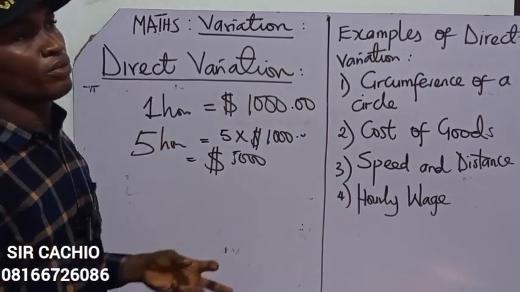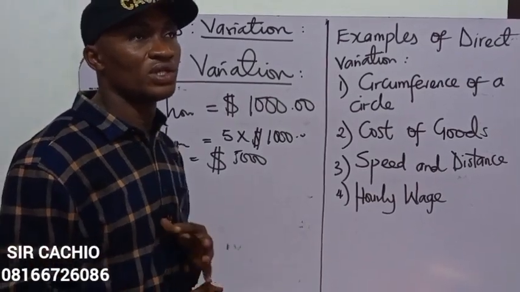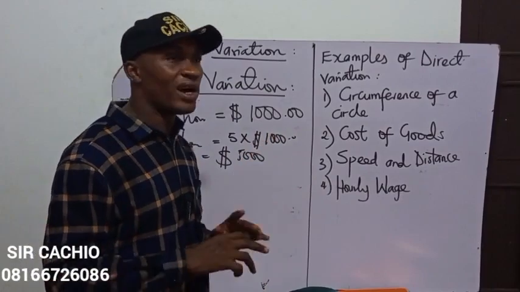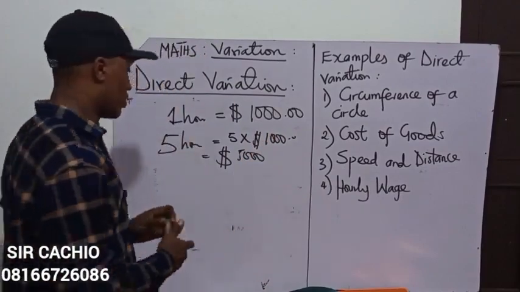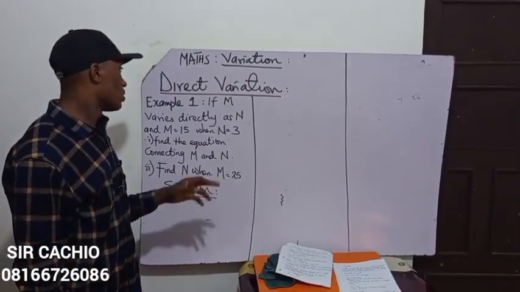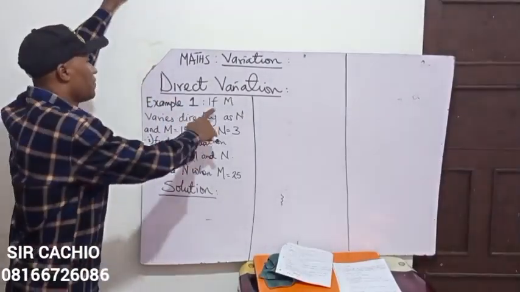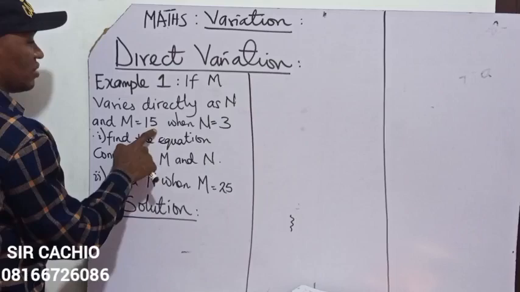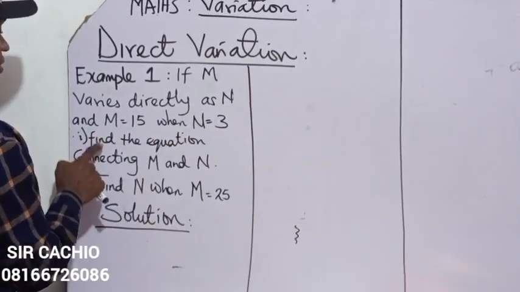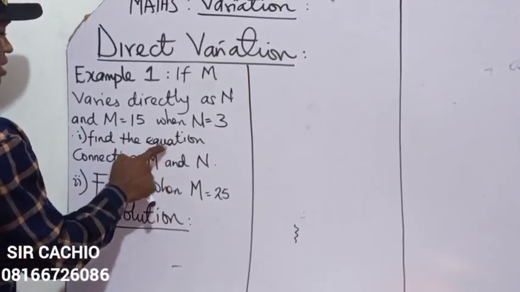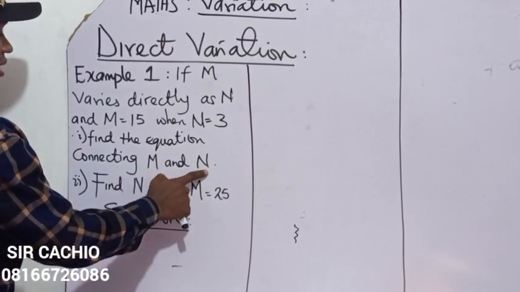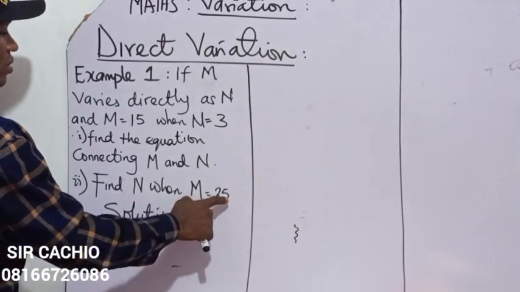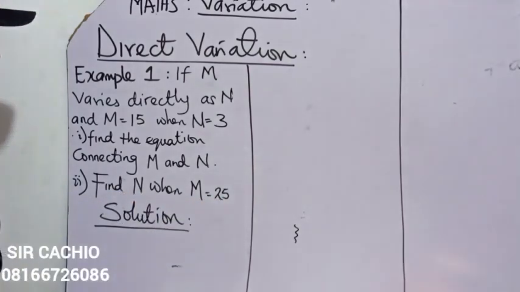So we're going to see problems on direct variation. We're going to see case 1, case 2, and the application, and then we're done with direct variation. Example 1: if m varies directly as n, and m is 15 when n is 3, find the equation connecting m and n, and find n when m equals 25.